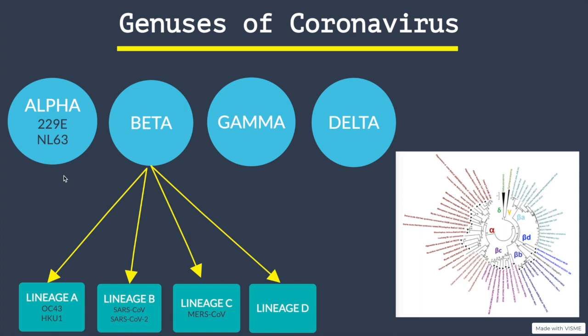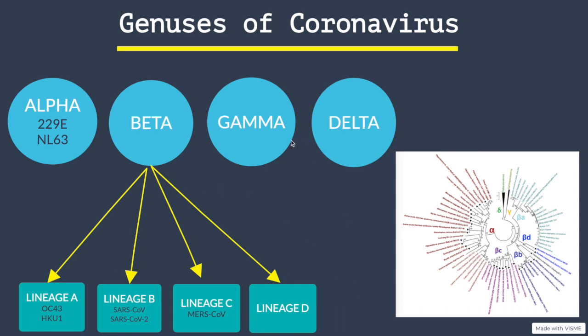So there are 4 genuses of coronavirus. There is the alpha genus, the beta genus, the gamma genus, and the delta genus. The alpha and beta genus are mainly composed of mammal coronaviruses, whereas the gamma genus is composed of only avian coronaviruses, so coronaviruses that affect birds. Within the beta genus, there are 4 subgenuses called lineage A, lineage B, lineage C, and lineage D.